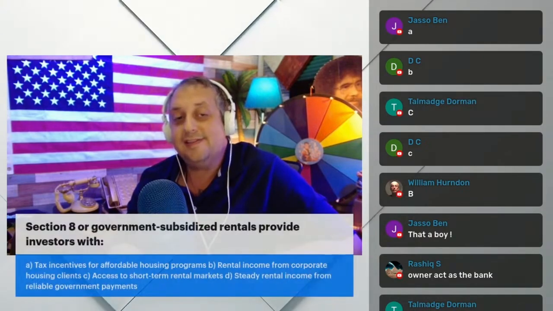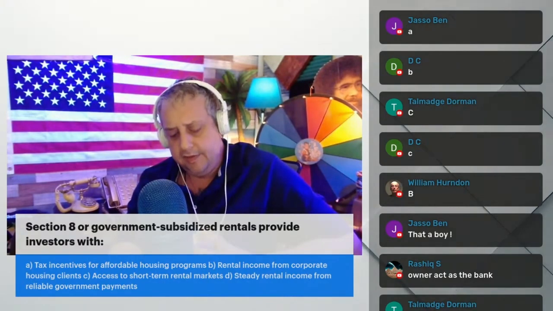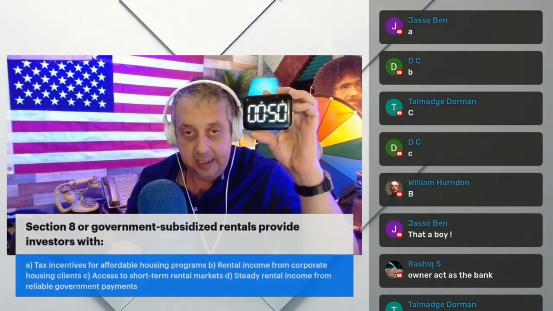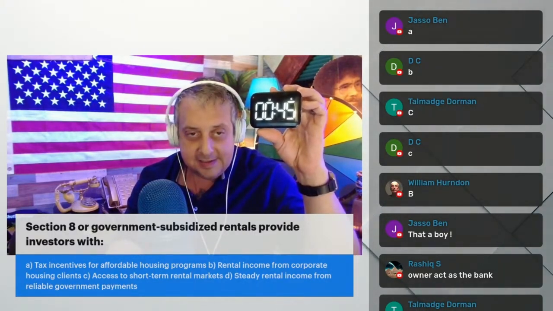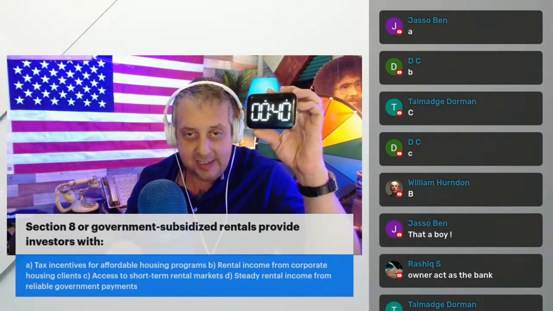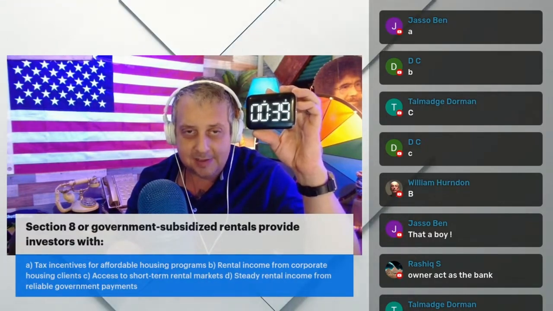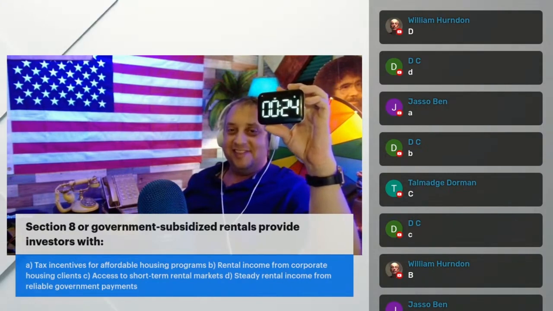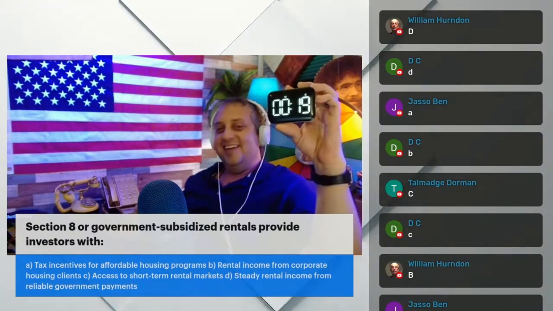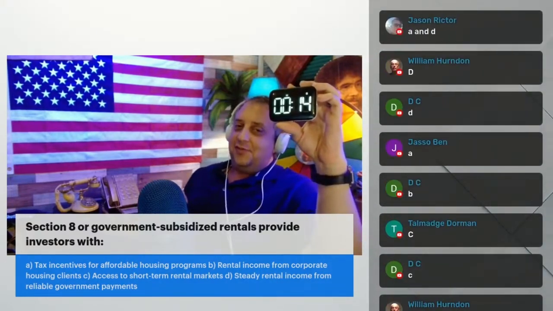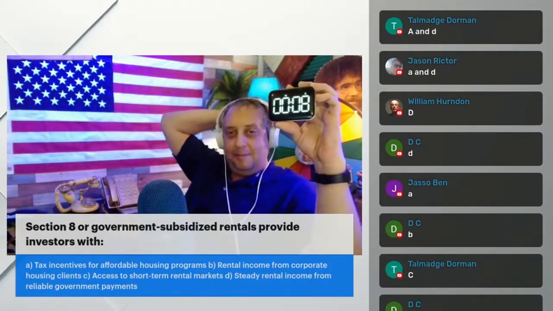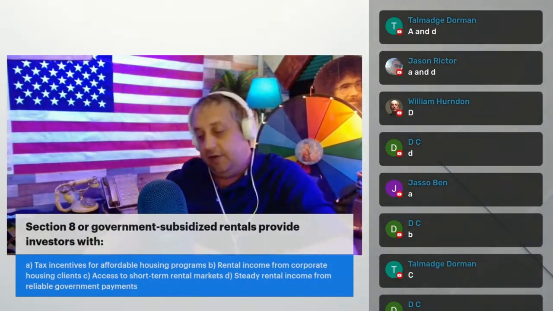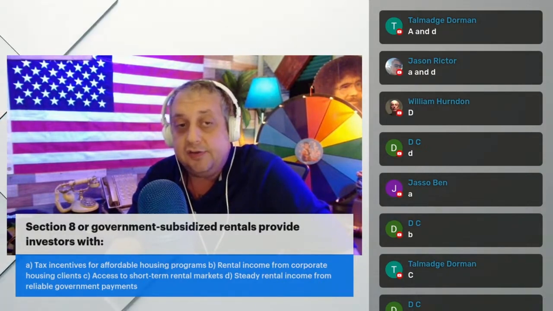This next one is dealing with Section 8 or government subsidized rentals. They provide investors with A, tax incentives for affordable housing programs, B, rental income from corporate housing clients, C, access to short-term rental markets, or D, steady income from reliable government payments. See, I thought I knew the answer, and then I ran across another answer, and I was like, maybe it's that answer. Did that happen to you on this one? I think if you're thinking through this one, answer by answer, a couple of them kind of pop up at you. Yes, I see it in the chat. You guys see what I'm talking about. Okay, here we go.